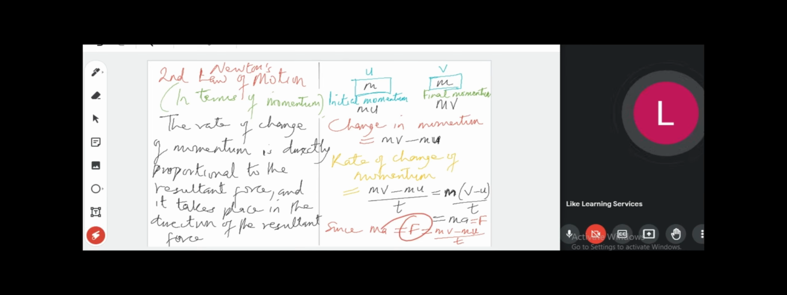So force is proportional to the rate of change of momentum. That's what we have written here. Or the rate of change of momentum is directly proportional to the resultant force. Remember, this F stands for resultant force.